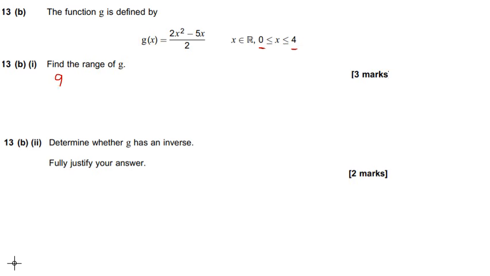So first of all, let's find just the value of g at the endpoints. So if I put x equals 0 in, I get 0. If I put x equals 4 in, I get 2 times 16 minus 5 times 4 over 2. So 32 minus 20 is 12 over 2 is 6.